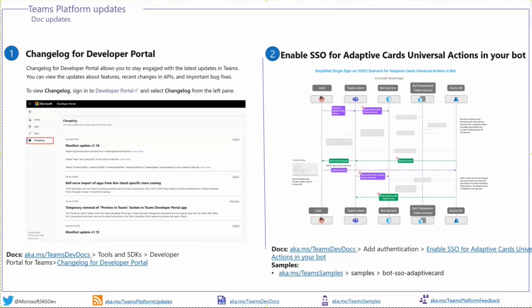Second, enable SSO for adaptive card universal actions in your bot. With single sign-on in Teams, app users have the advantage of using Teams to access adaptive card universal actions in a bot. After logging into Teams using their Microsoft or Microsoft 365 account, app users can use your app without the need to sign in again.